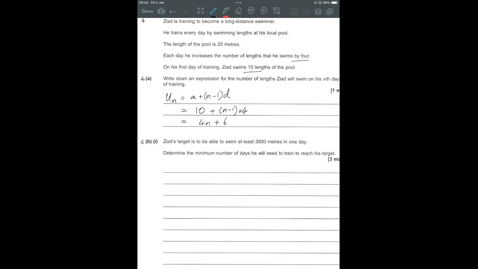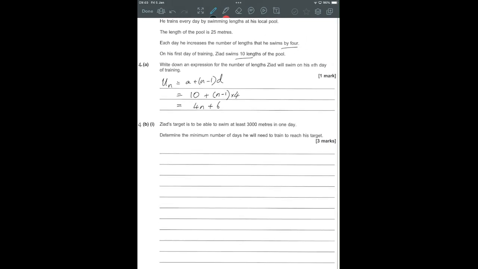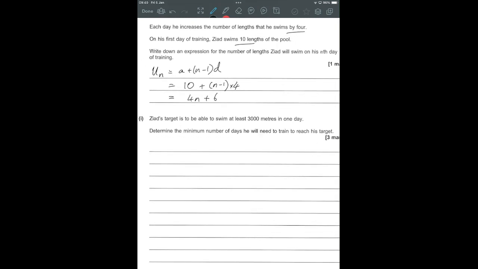Zayad's target is to be able to swim at least 3,000 meters in one day. That's quite a large number because we only started with 10 and we're only increasing by 4 each time. But if he wants to go for at least that, let's try and solve the nth term equal to that. So on which day number will he reach there? So 4n is 2994, n is 748.5. So on the 748.5th day, he would reach that. Of course, he can't have a 0.5th day, so that means 749 days will be his minimum. And on that day, he'll then swim 3,002 meters.